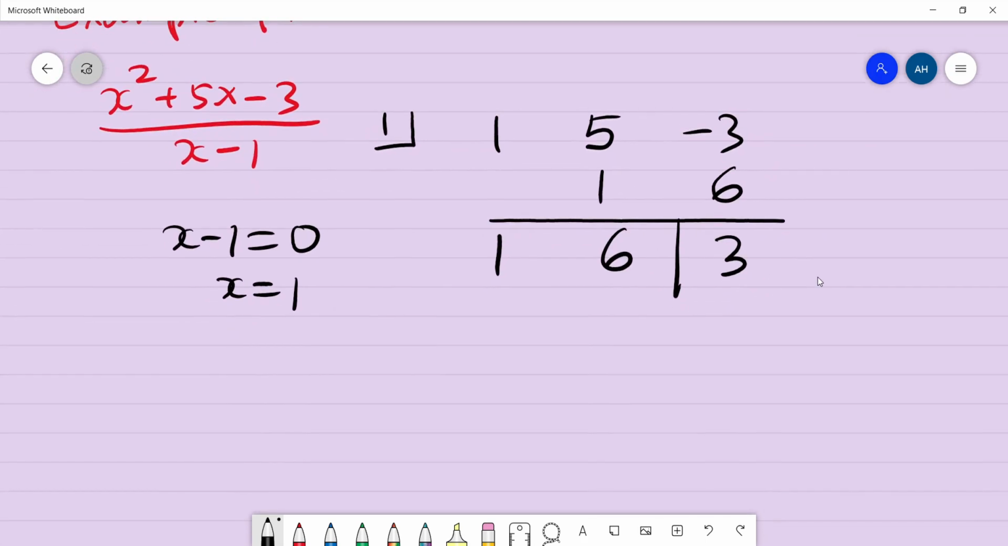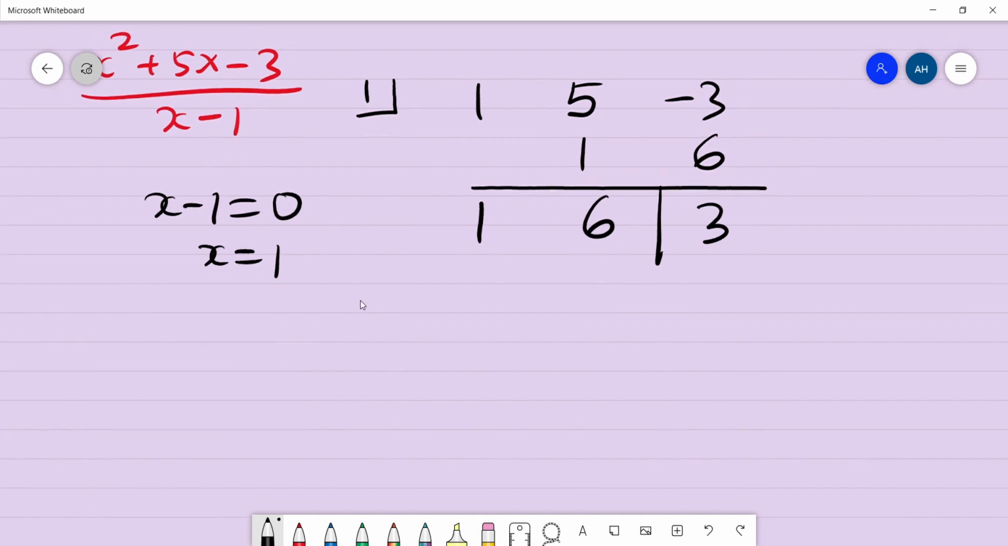If we look at this problem, that is x squared plus 5x minus 3 divided by x minus 1, what we call the dividend is of degree 2, and the divisor is of degree 1. So whenever we have a polynomial divided by a polynomial of degree 1, then the quotient, that is the answer, will be of degree 1 less than the degree of the dividend. So we see here the degree of the dividend is 2, therefore the degree of the quotient will be 1. So now we are ready to write down the answer.